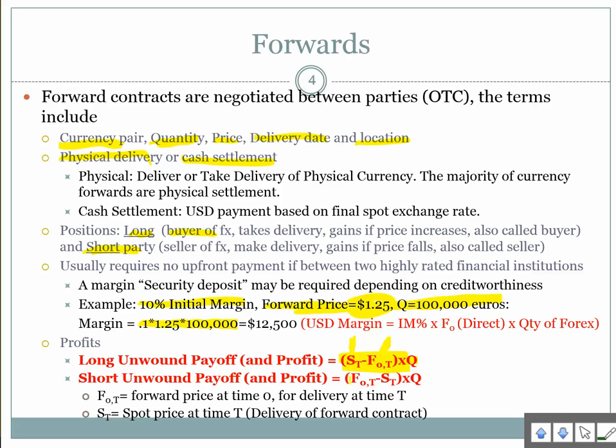The short party has a different payoff. It's F minus ST times quantity. The short party is selling the euros at F0T, and their profit is F minus ST because they'd have to go out and purchase the asset in the spot market to deliver it to the counterparty.